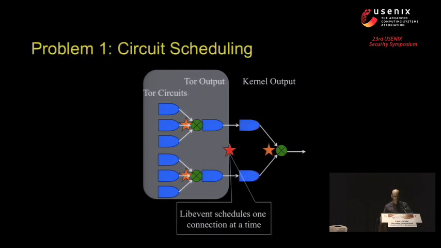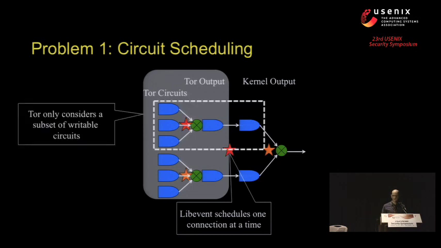So the first problem, circuit scheduling. Tor uses an asynchronous event library called libevent to manage sending and receiving information with the kernel. The way libevent works is you register your sockets with libevent, and libevent will then monitor that socket for writability or readability. And libevent will call a callback function to the application, which will then manage that socket, and will either write to it or read from it. Libevent does this sequentially and 1 socket at a time.